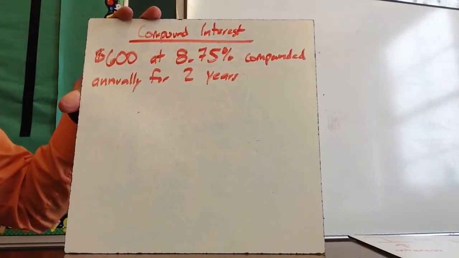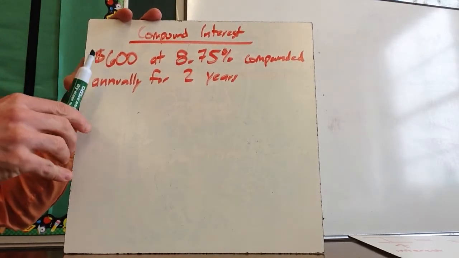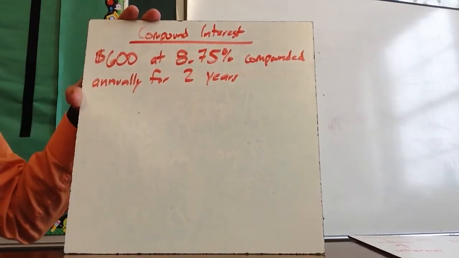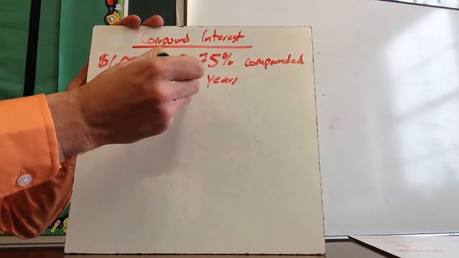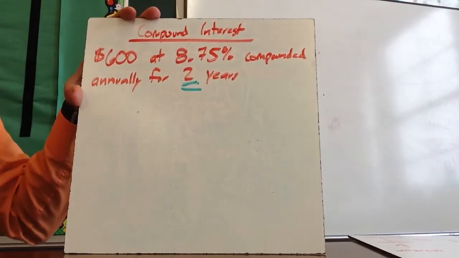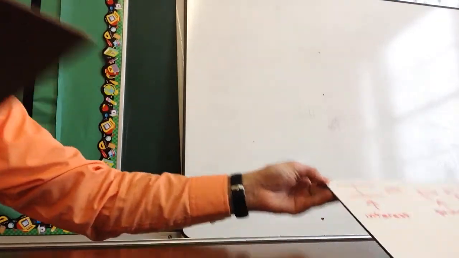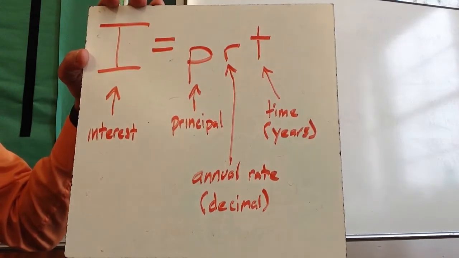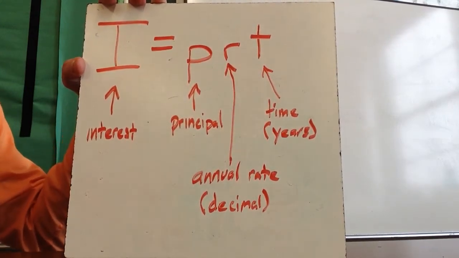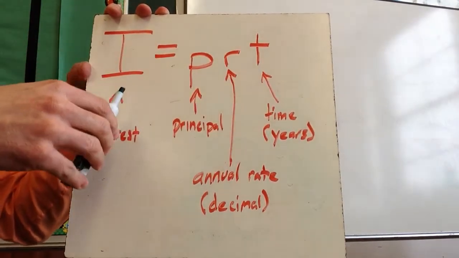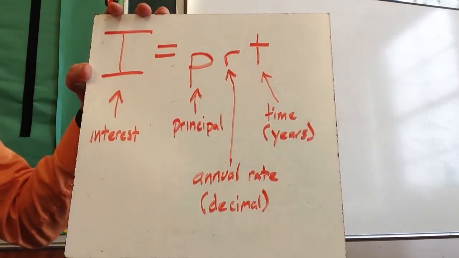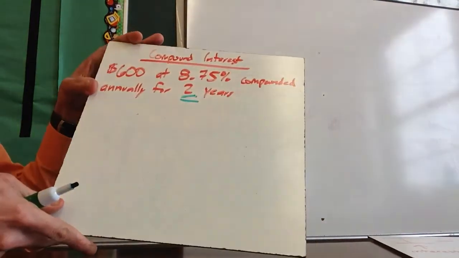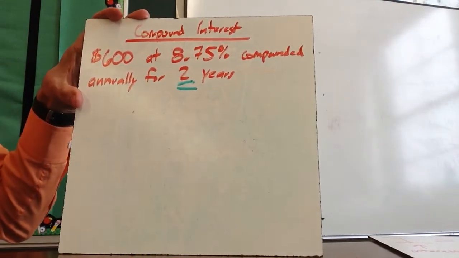So typically, a compound interest problem might be written like this. I'm, let's say, investing $600 at 8.75% compounded annually for 2 years. So what I'm going to have to do is, because it's 2 years, when you do compound interest, the T is always a 1. So I have to do it 1 year at a time. That's what compounding is, putting them on top of each other. So each year I'm just doing 1. So compound interest is really I equals P times R, and then we just have to do this as many times as we need. This is for 2 years, so I'm going to end up doing this twice.